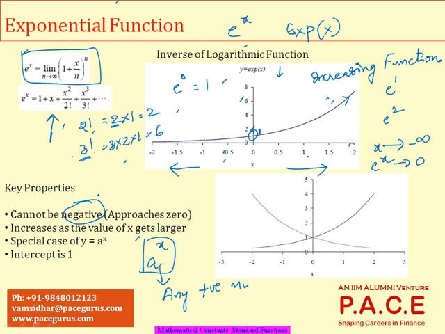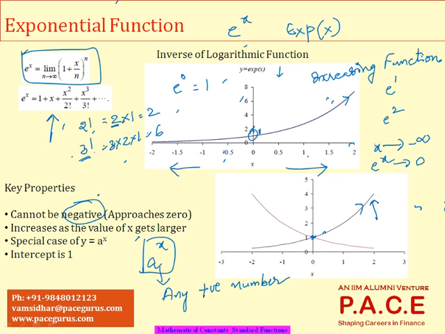Any positive number. So e is also a positive number, right? e is nothing but 2.718. So e is a special case of a to the power of x. Now, the typical a to the power of x graph will be like this, just like your e to the power of x, and it will be cutting your y-axis at 0.